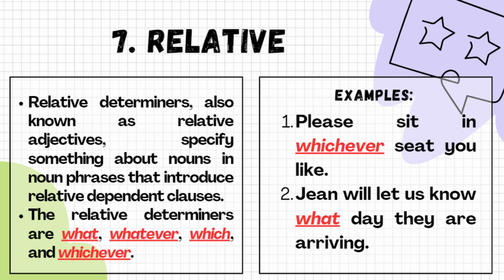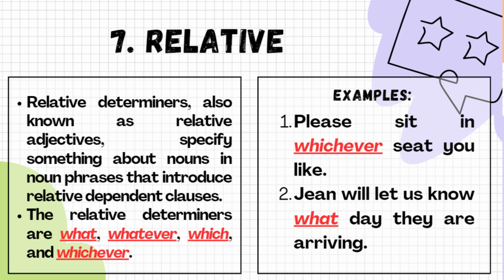First, please sit in whichever seat you like. The phrase whichever seat tells us more about the noun seat in the main sentence. Second, John will let us know what day they are arriving. The phrase what day gives us more information about the noun day in the main sentence. These words help us create more complex and informative sentences by adding extra details and explanations.